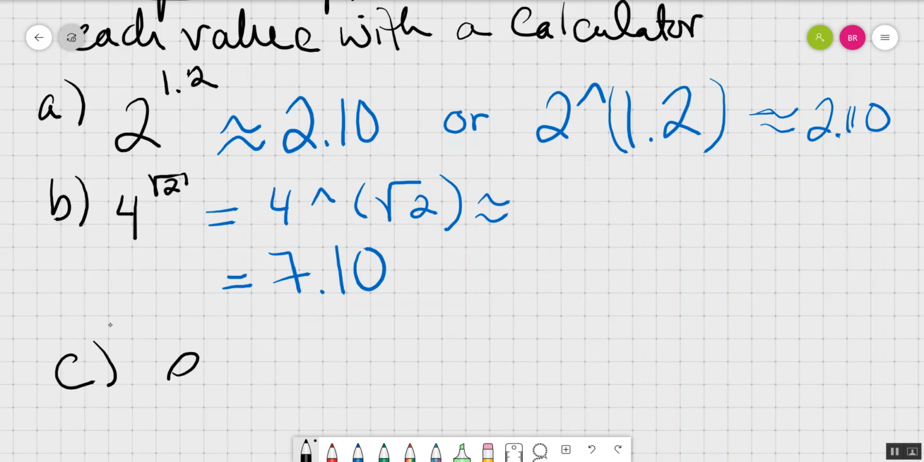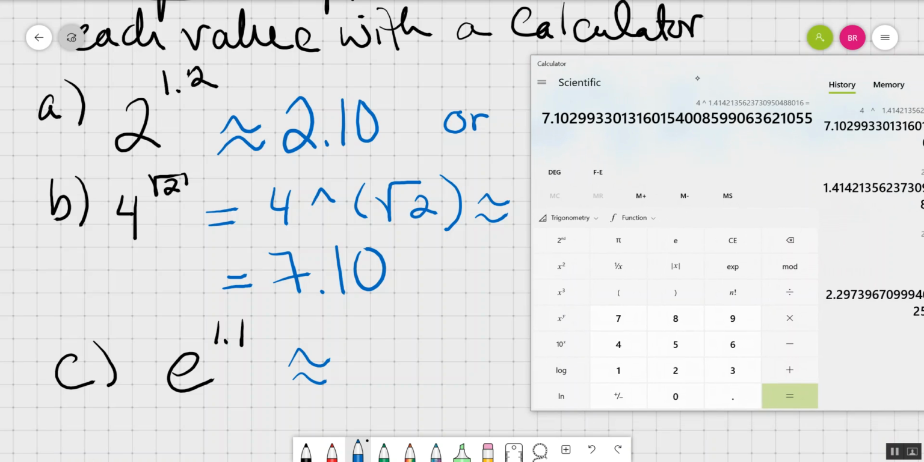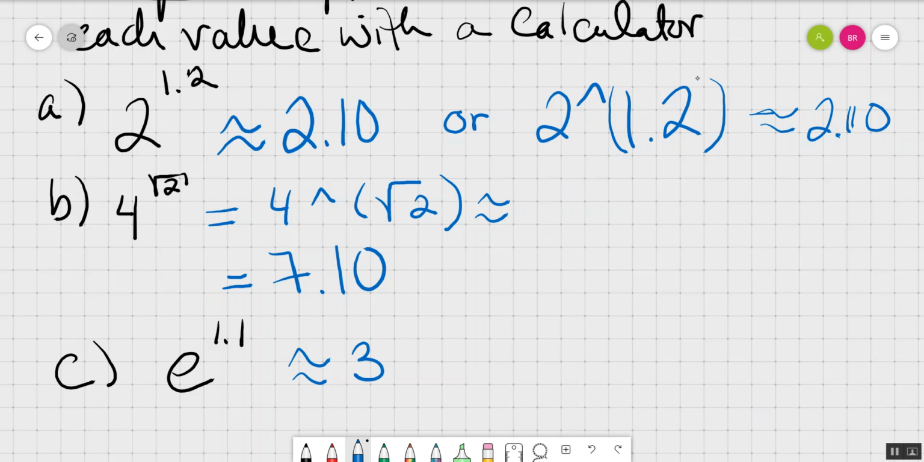C. We'll do e to the 1.1. Now if you remember, e is just a number between 2 and 3. So to do this, we're going to use the e key up here. So we're going to clear this off and do e, so that's my base, caret 1.1 equals, and you get something just a little bit bigger than 3, but we're going to round it to 2 decimal places and call it 3.00.